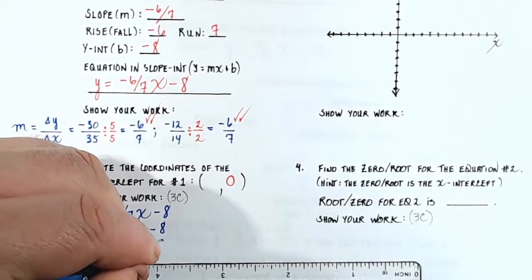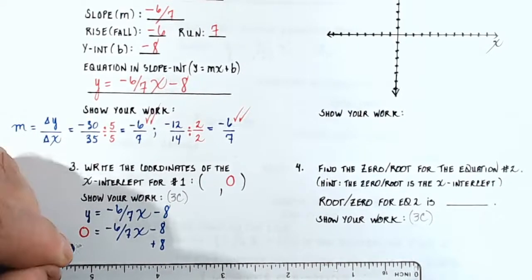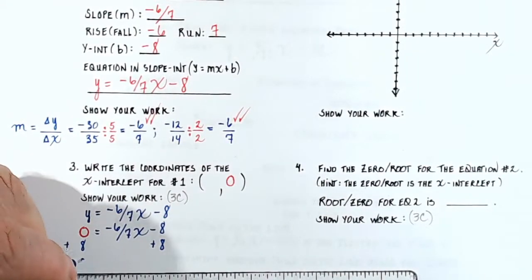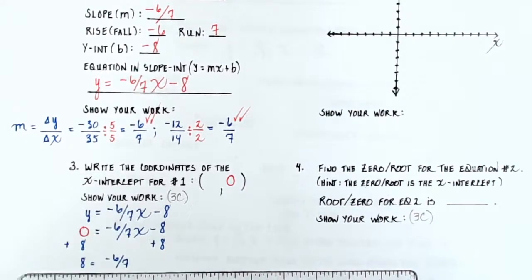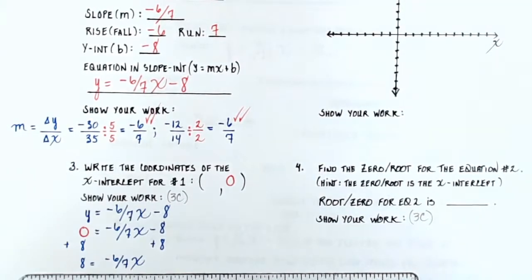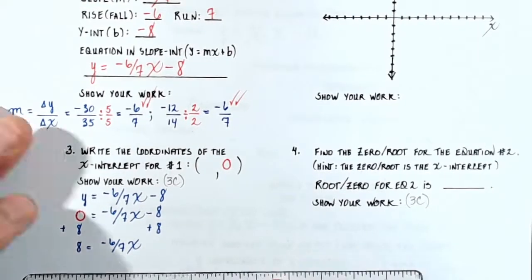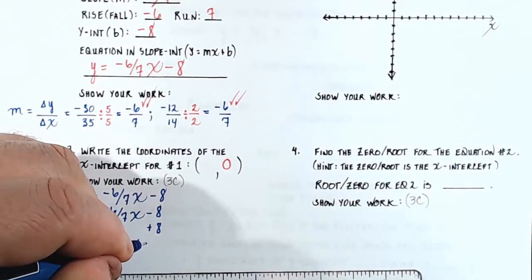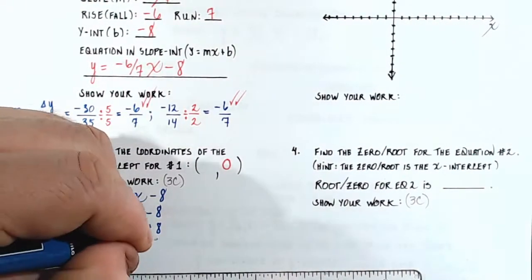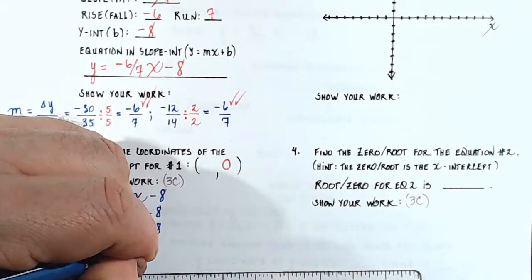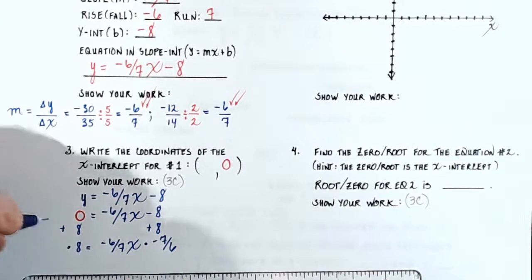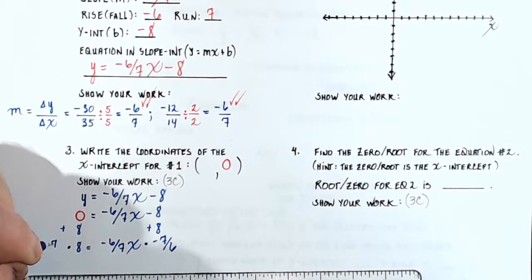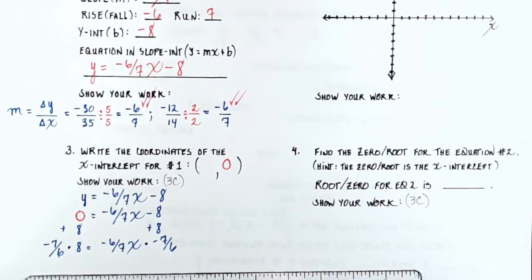So we'll add 8 on both sides. And then we'll have 8 equals negative 6/7 x. We get rid of the negative 6/7 in front of the x by multiplying by the reciprocal. This is keep flip change. So we'll do negative 7 over 6 on both sides. So we multiply by negative 7 over 6 on both sides.